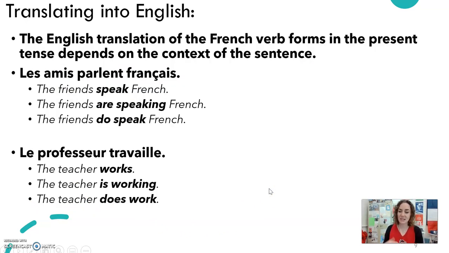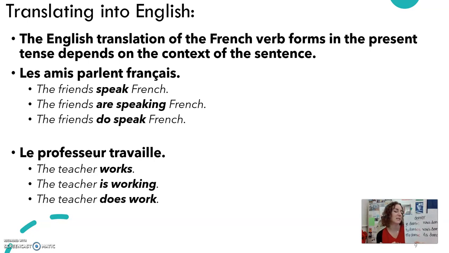As far as translating these, what do they mean? Well, in English, there are three different ways to form the present tense. In French, there's just one. In French, you just conjugate like this. And then in English, that can have multiple meanings. For example, je danse can mean I dance. So it can be a simple direct translation. Or it can mean I am dancing, which is actually in English called the present progressive.